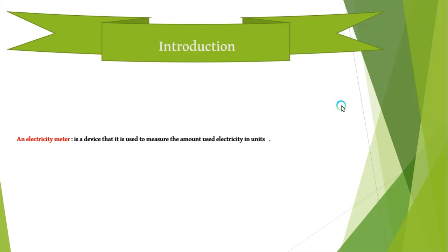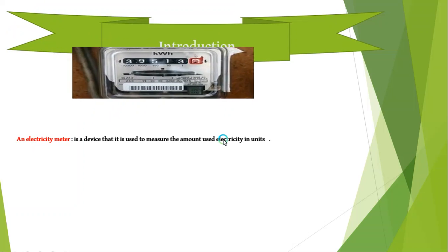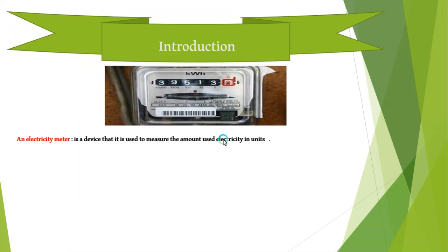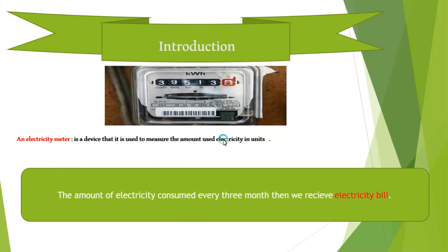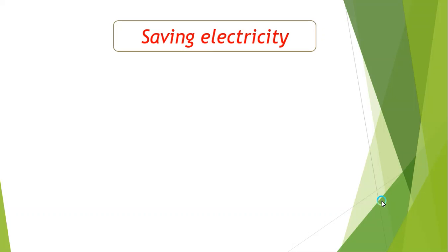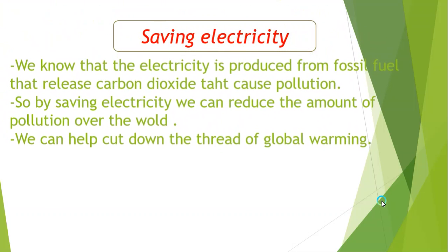For the introduction, you know that we can measure electricity with the electricity meter. It is a device that is used to measure the amount of electricity, as you're going to see here, and this one is the picture of this device. After that, for the amount of electricity consumed every 3 months, we receive an electricity bill and you have to pay it. After that, we're going to speak about how we can save electricity.